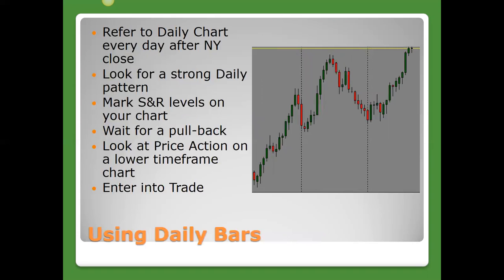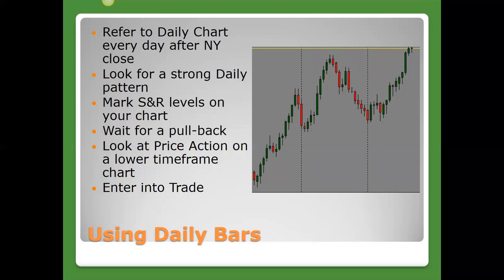All right, so how do we use the daily bars? The first thing we need to do is look at our daily chart every day after New York close. The only thing that we look at is New York close. We're not looking at Asian close. We're not looking at London close for this particular strategy.